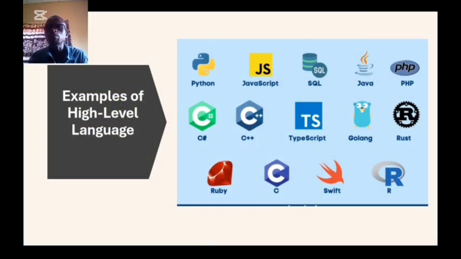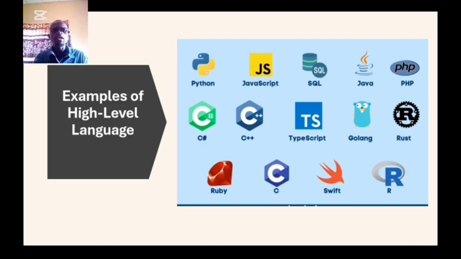There are different examples of high-level languages. We have Python, we have JavaScript, we have SQL. SQL means Structured Query Language. We have Java, we have PHP, we have C#, we have C++, we have TypeScript, we have Golang, Rust, Ruby, C, Swift, we have R, and so on and so forth. We have MATLAB, we have BASIC, and so on and so forth.